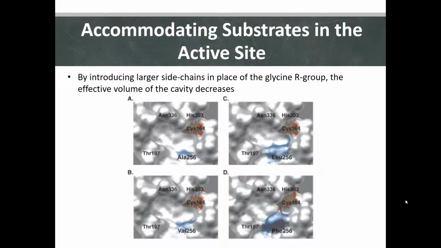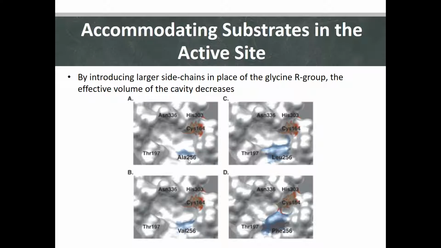If you look at the surface representation of the binding site here with each of these mutations made, what you're going to see is that at the 256 position, when an alanine is there, it occupies more volume. You can see the volume highlighted in blue here. It occupies more volume than a glycine would, sure. But when you convert that to a leucine, you occupy even more volume. A valine, a little bit less than a leucine.